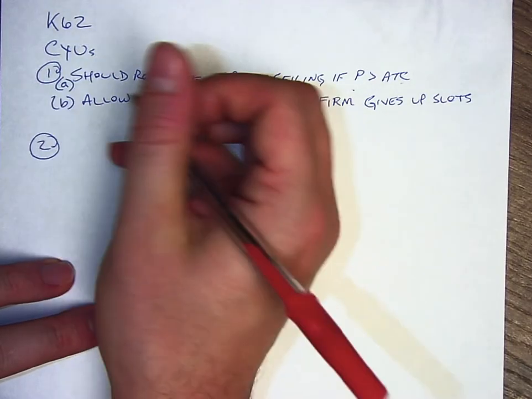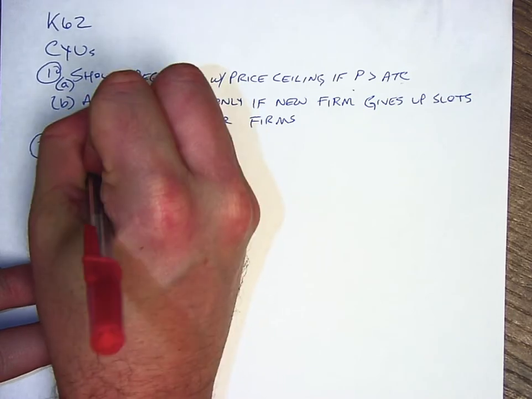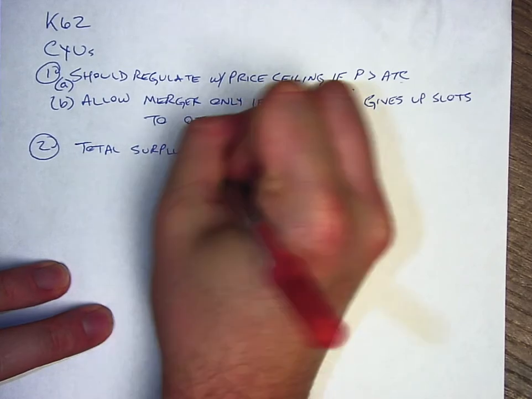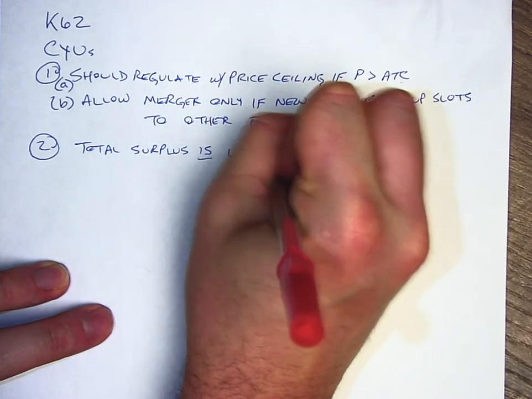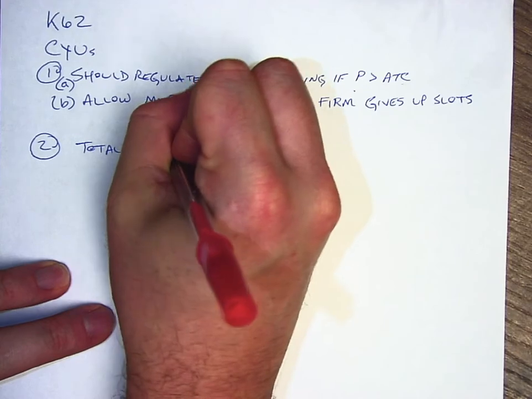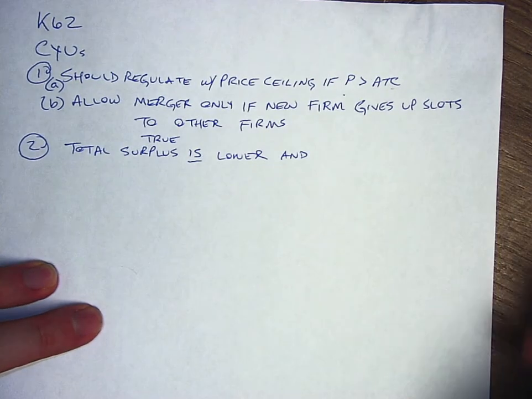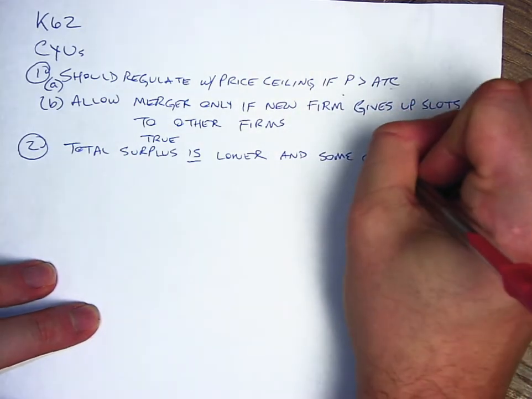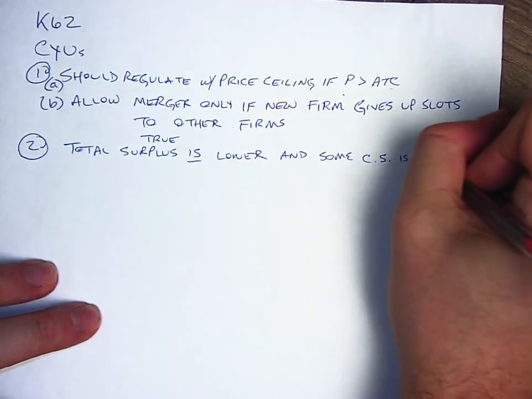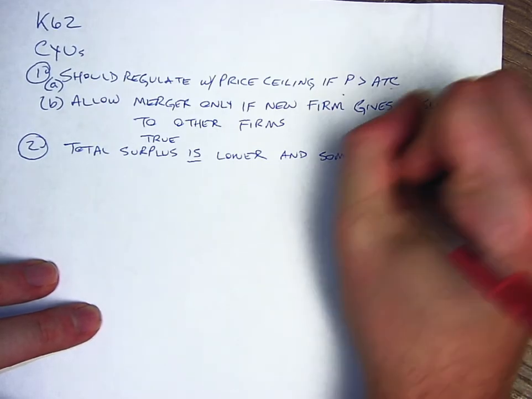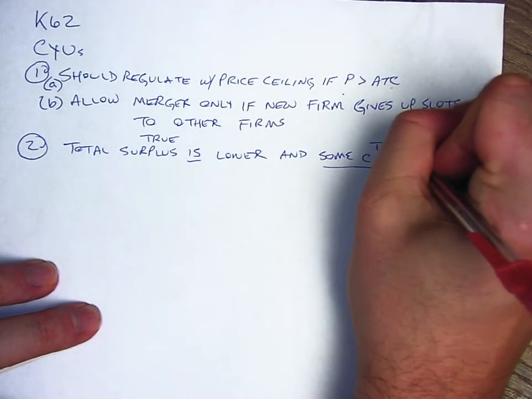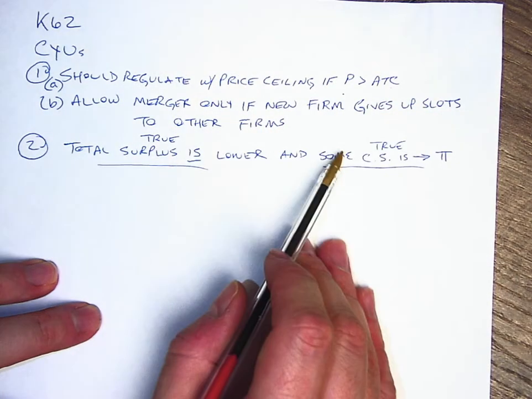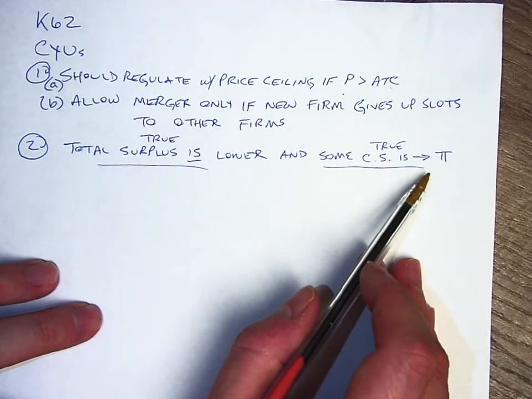You have two statements. That total surplus is lower, and so this is true. This is a true statement. And it is true that some consumer surplus is transformed into profit. Also a true statement. Both of those are true. But this is not because some of the consumer surplus is transformed into profit.